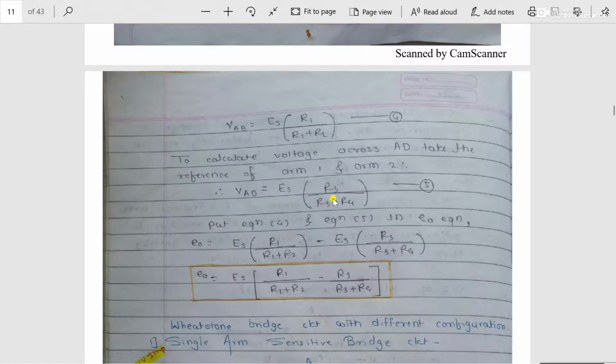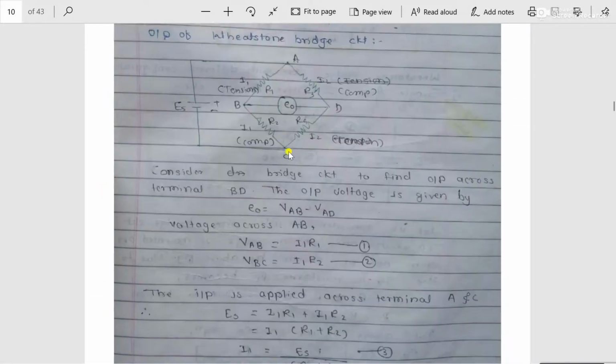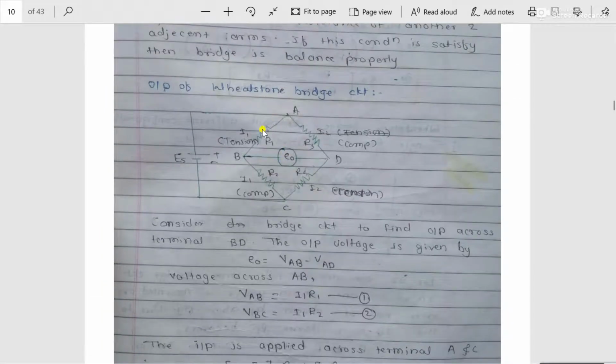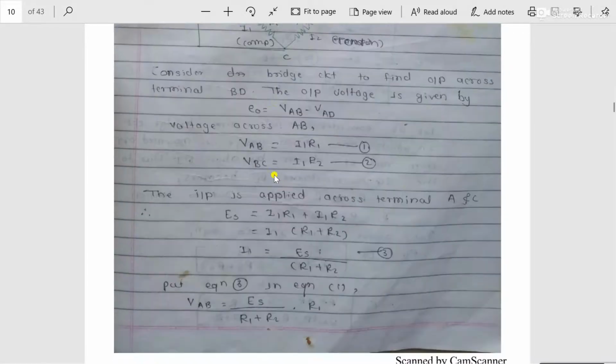If you go through this particular equation number 4, this equation number 4 is applicable to the left side of terminal A and C, where it is subjected to the current I1 but subjected to the resistance R1 and R2. So the equation is also available in the form of R1 and R2, that is V of AB is equal to ES in bracket R1 upon R1 plus R2. This is equation number 4.